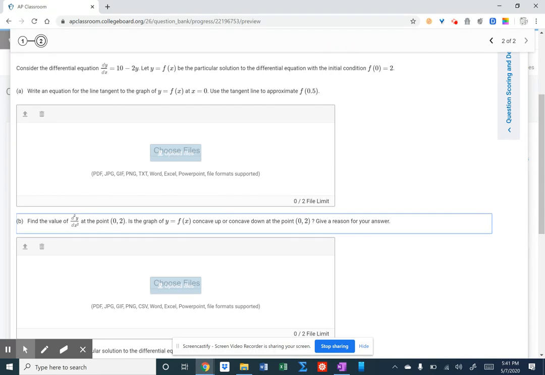All right, so we have a differential equation problem here. We have some initial conditions, diffie-q, and whatnot. Write an equation for the line tangent to the graph y equals f of x at x equals 0, and use it to approximate f of 0.5. Straightforward, easy question right out of the box.